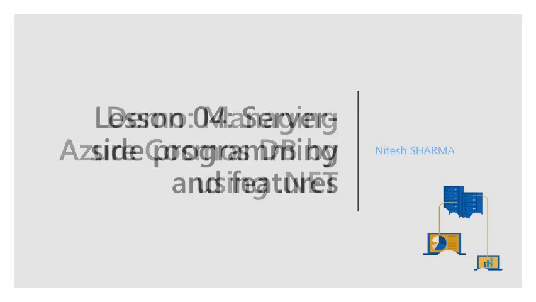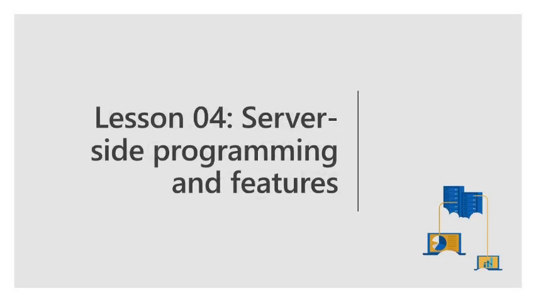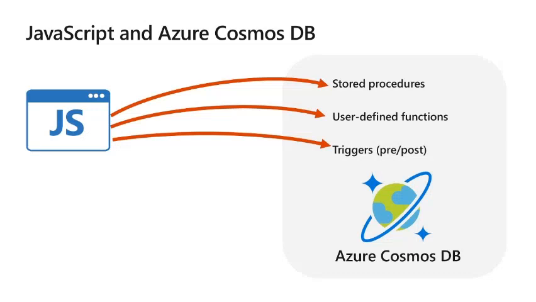And yeah, then lesson 4 is JavaScript programming in Azure Cosmos DB and entity tags, ETags. JavaScript is the primary language for creating server-side logic for Azure Cosmos DB databases and can be used to write stored procedures, user-defined functions, and triggers, pre or post triggers. The next set of slides will use an example of each programmatic feature. Let's understand stored procedures first.